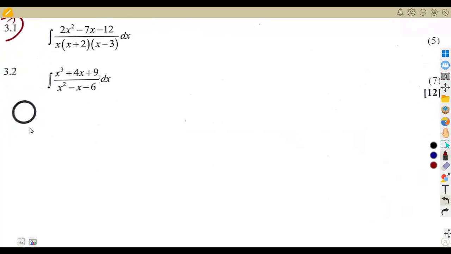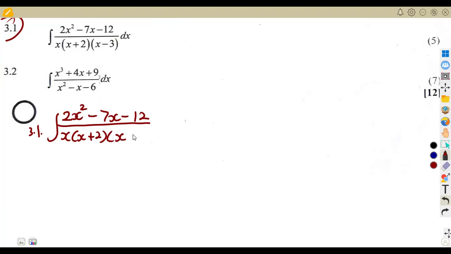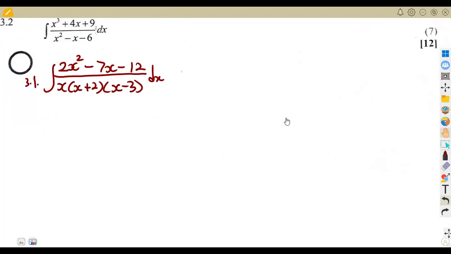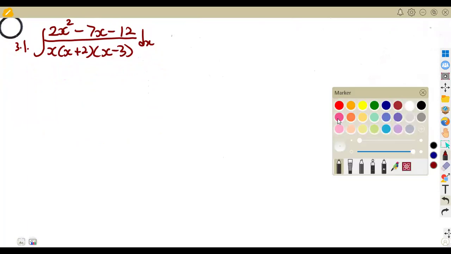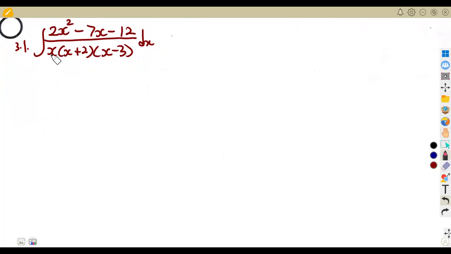The first part, 3.1, is the integral of (2x squared minus 7x minus 12) over x times the bracket of x plus 2 times the bracket of x minus 3, with respect to x. We do not have much on this question. It was straightforward N5, with nothing special here.